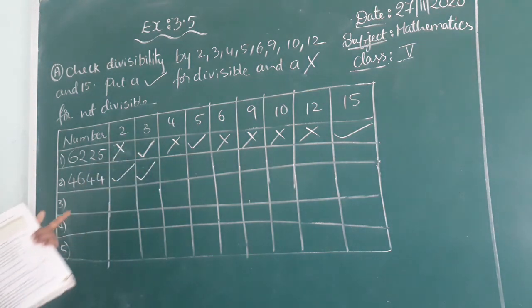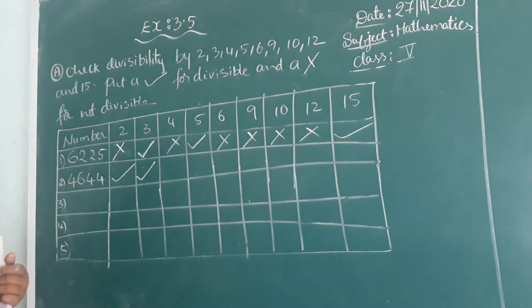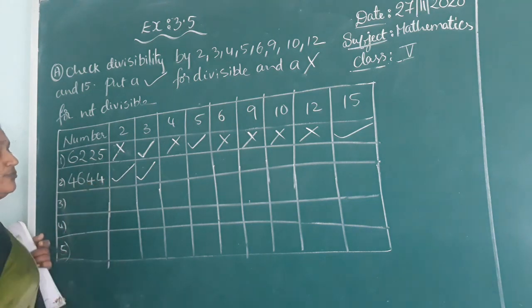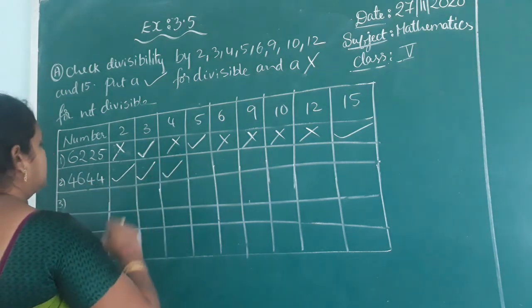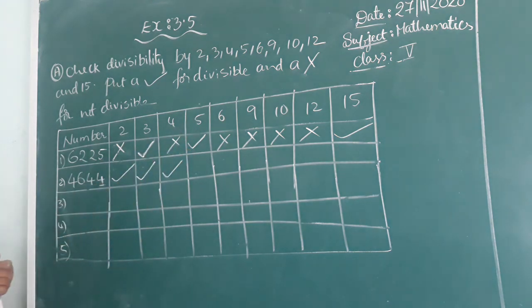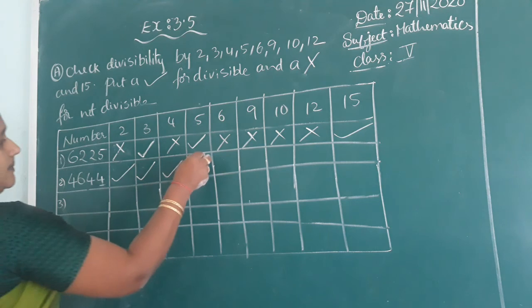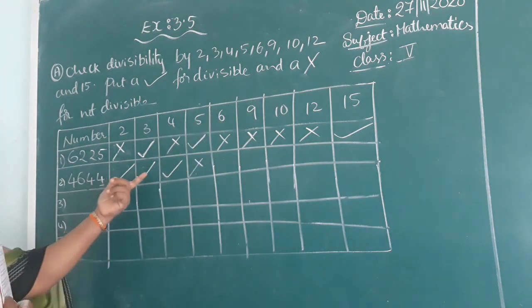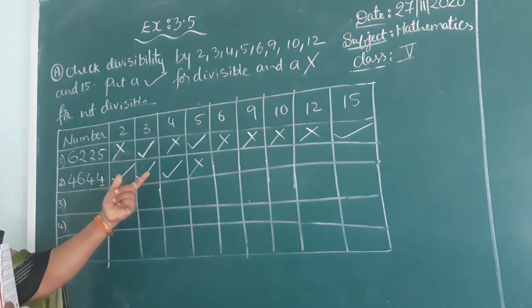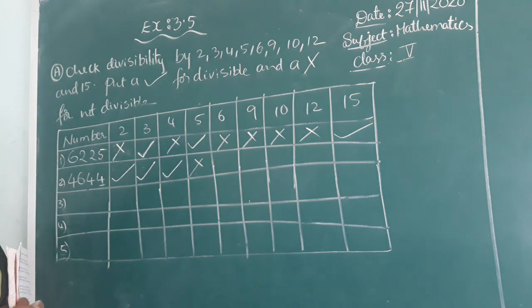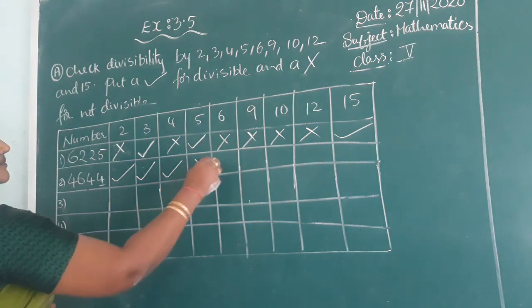Next one, 44. Is 44 divisible by 4? Yes. If the last two digits are divisible by 4, the number is divisible by 4. Yes. Next, divisible by 5. Only if the last digit is 5 or 0 is it divisible by 5. No, so it's not possible for 5. Next, 6. If a number is divisible by both 2 and 3, then only it is divisible by 6. These two are tick marks, so this number is divisible by 6 also.